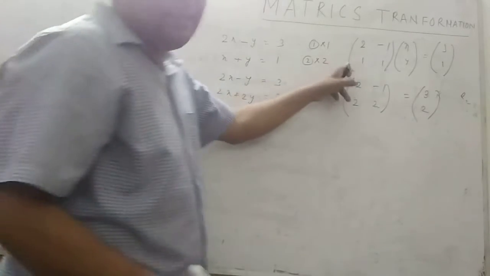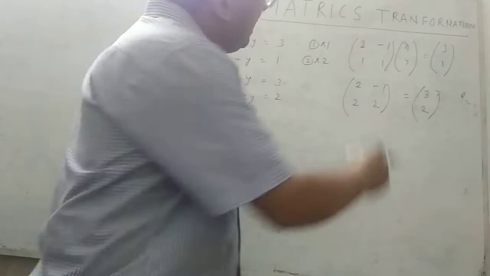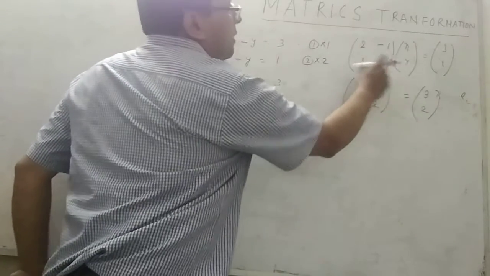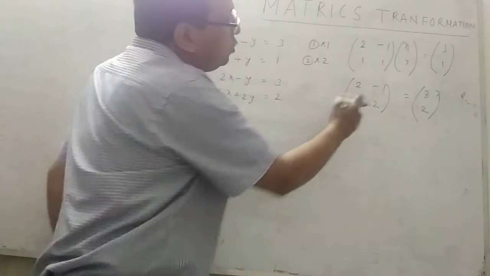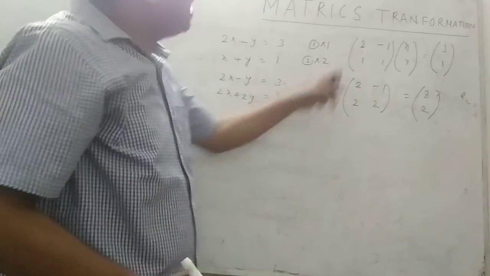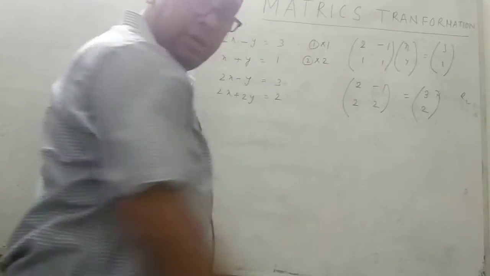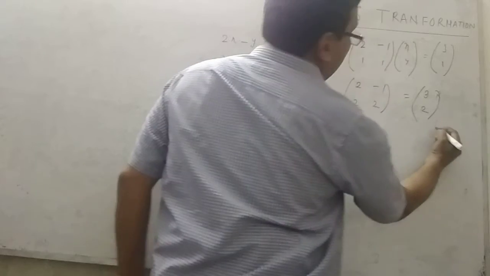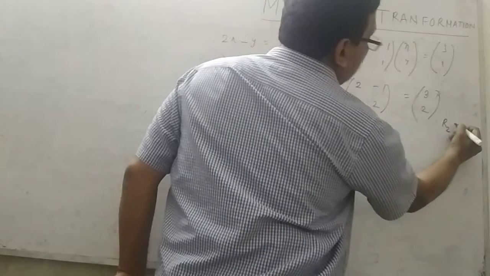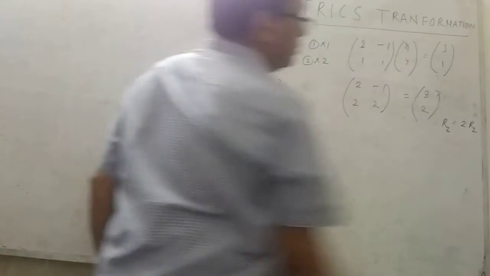So the same activity I can do over here. What I did over here, I did over here in the second row. In the second row, this 1, 1 I have transformed into 2, 2. How? By multiplying row 2 by 2. So if I want, I can write this activity in this way: R2 is equal to 2 R2.